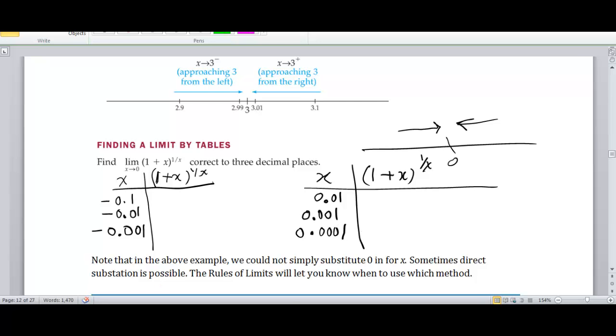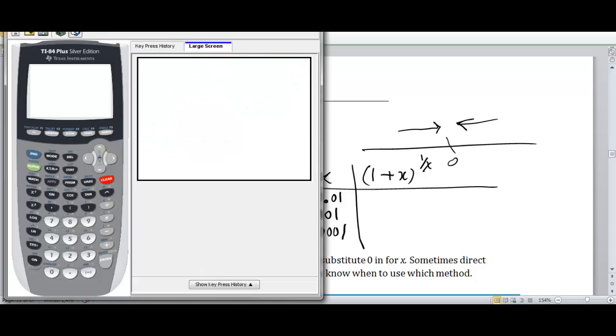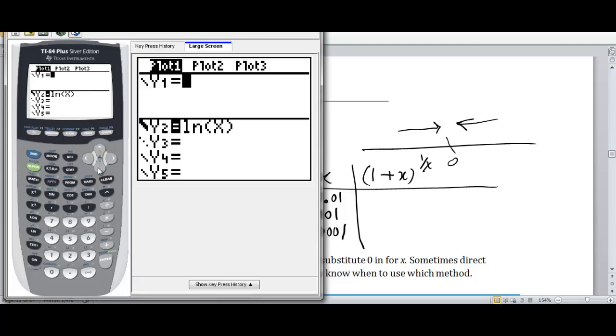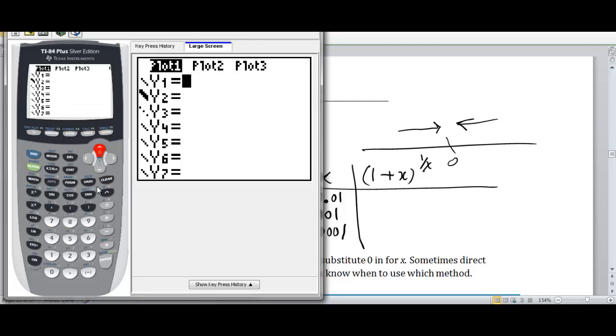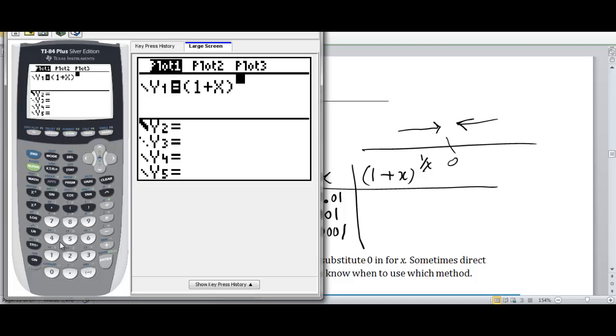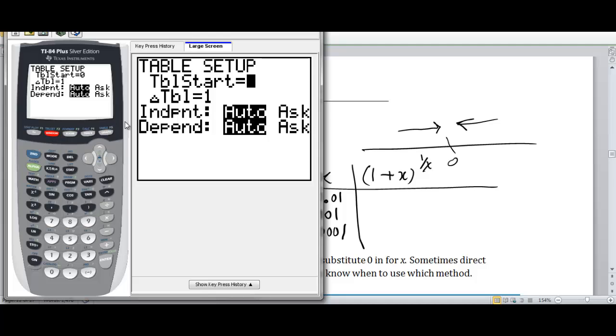Alright, now there's a way to do this in your calculator very nicely. So I want you to go to your calculator, type in y equals, and let me delete all this stuff from before. And you want to type in parentheses 1 plus x raised to the 1 over x. You might have to put the 1 over x in parentheses. And then I want to go to second table set, that second window, and I want the independent variable to be ask. Okay?